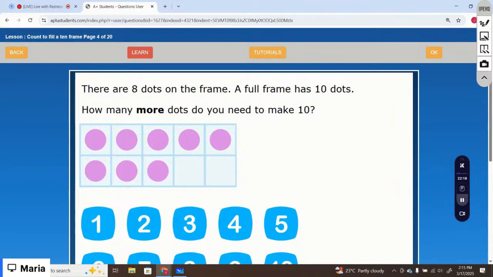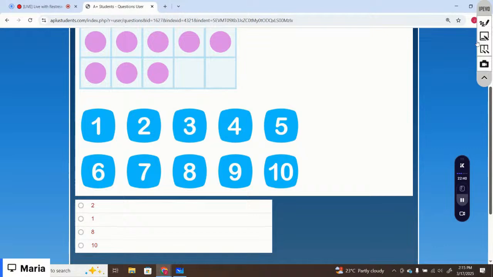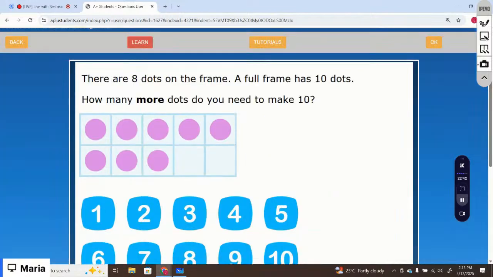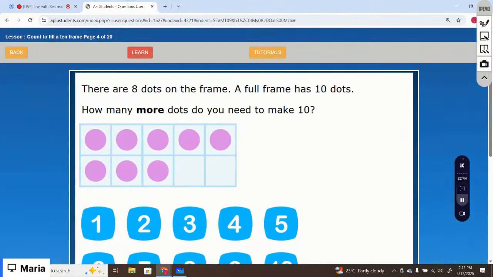There are 8 dots on the frame. A full frame has 10 dots. How many more dots do you need to make 10? You need 2 more dots to fill the frame. The correct option is 2. Option number 1 is the correct option.